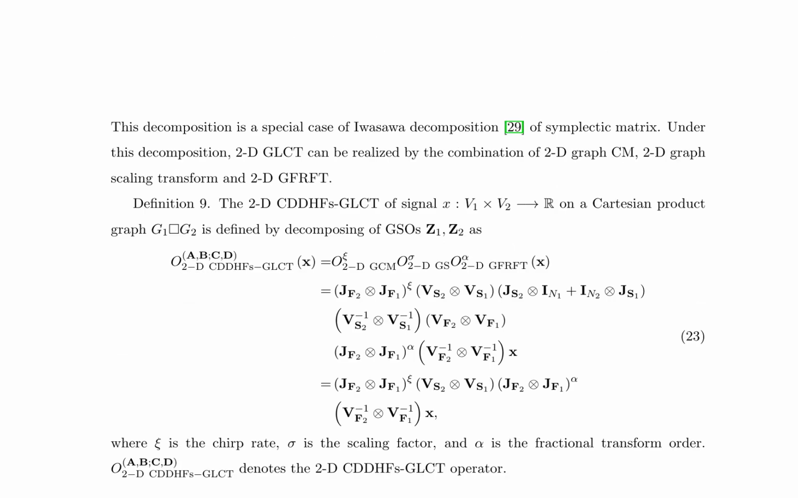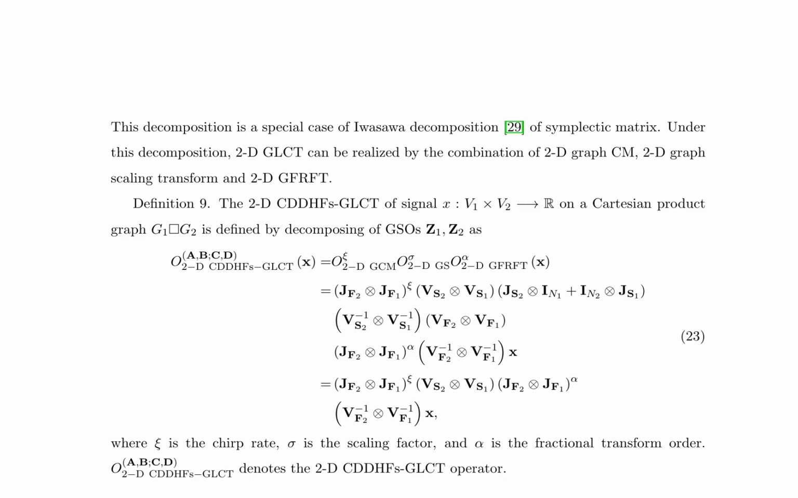The decomposition of the 2D graph-based linear canonical transform, GLCT, into its constituent components involves a combination of 2D graph-based continuous morphological transform, GCM, 2D graph-based scaling transform, GST, and 2D generalized fractional Fourier transform, GFRFT. The 2D GLCT is defined as the CDDHFs-GLCT, which decomposes the graph shift operators, GSOs, Z1 and Z2 into their corresponding components. This decomposition is a special case of the Iwasawa decomposition of symplectic matrices.